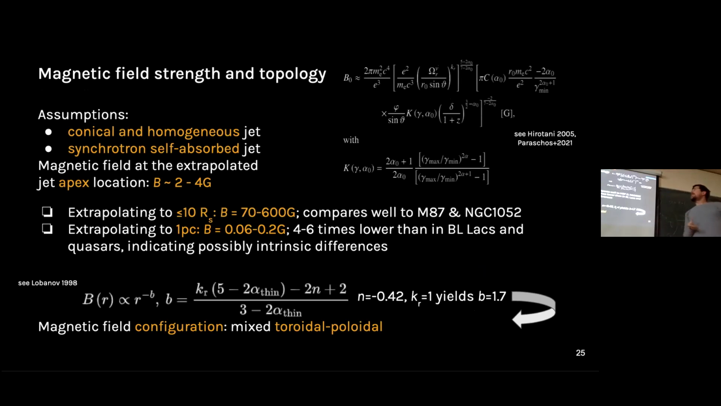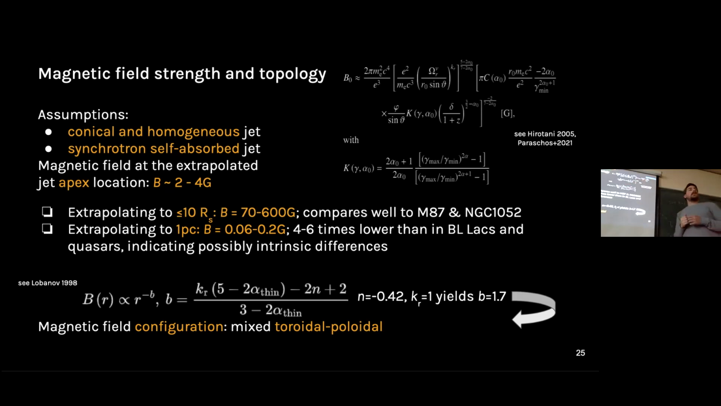Using this, we can calculate the magnetic field strength and its topology. So again, we assume that we have a conical and homogeneous jet, and also that it's synchrotron self-absorbed. Then using this formula here, which seems complicated, but in fact only two are the important measurement quantities: the omega, which is the core shift that we measure, and the alpha 0, which is the optically thin index, which was measured. And then using this, also the kappa is equal to 1, like I showed you in the previous slide, then we can find that the magnetic field at the extrapolated jet apex is 2 to 4 Gauss.